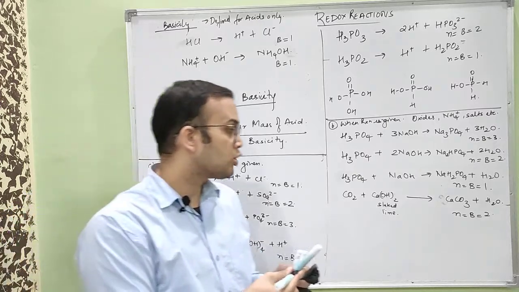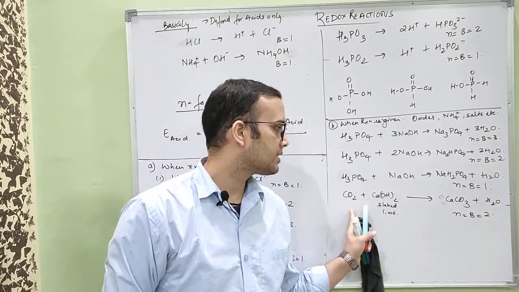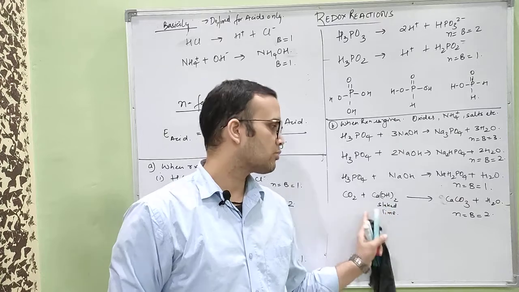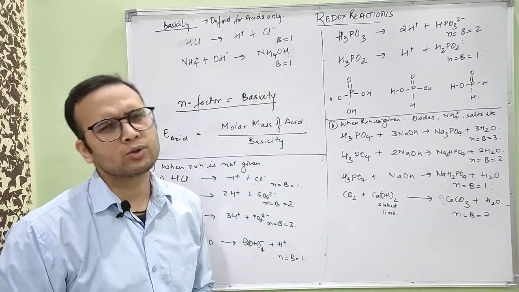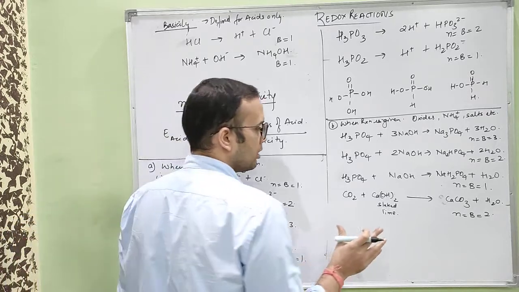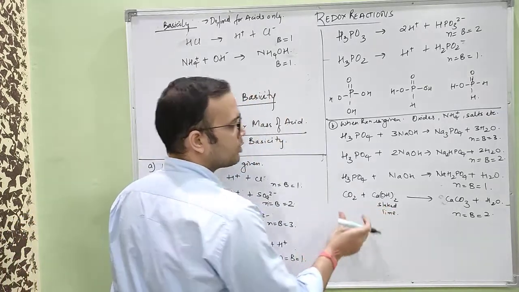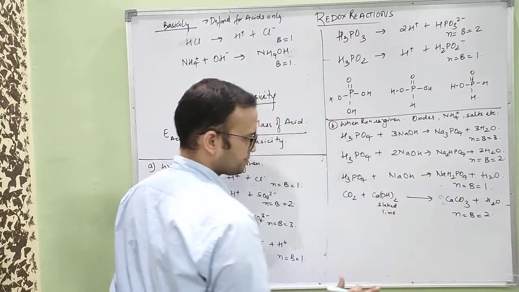Here it has absorbed 2 OH minus ions. That's why its basicity is 2. Got it? It's so simple. Nothing to really think about. Just go by the equation.